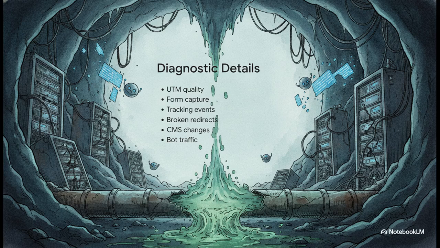To fix broken processes, they have to monitor deep technical details. Did tracking work correctly? Are the UTM parameters consistent? Did the form actually capture into the CRM? Were there CMS changes, broken redirects, caching issues? These are the common technical barriers that force the diagnostic layer into much deeper detail than the other two layers. Because think about it, if you don't track these technical details, inaccurate data just bubbles right up and poisons the leadership decisions at the very top.